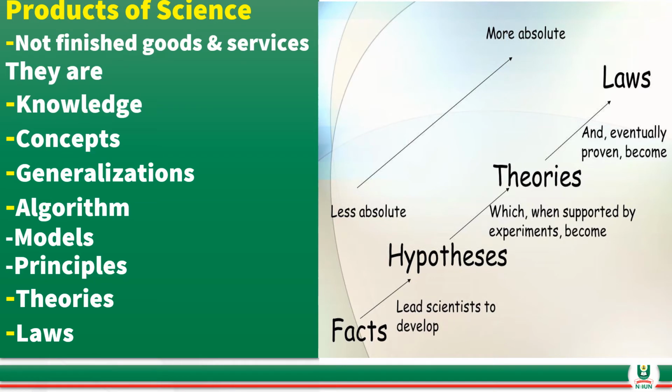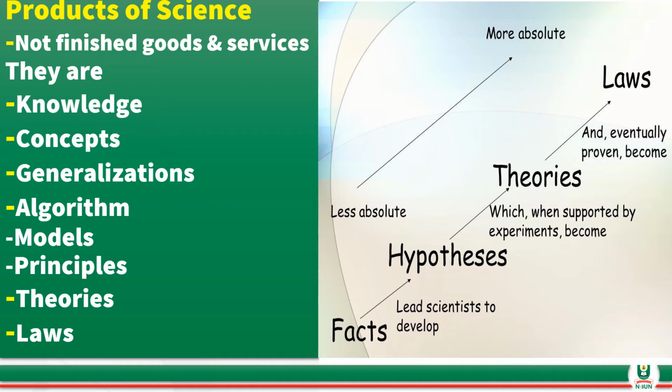Now, product of science. When you say product of science, we are not necessarily talking about finished goods and services derived from the application of knowledge of science. No. We're not talking about our cars, the planes, all those computers, all those scientific, tangible things. But when we talk about product of science in this context, we're referring to the knowledge that came from scientific inquiry: the knowledge, the concepts, the generalizations, the algorithms, the models, the principles, the theories, and the laws. These are what we refer to as product of science. So all these things you should know when we're talking about product of science.